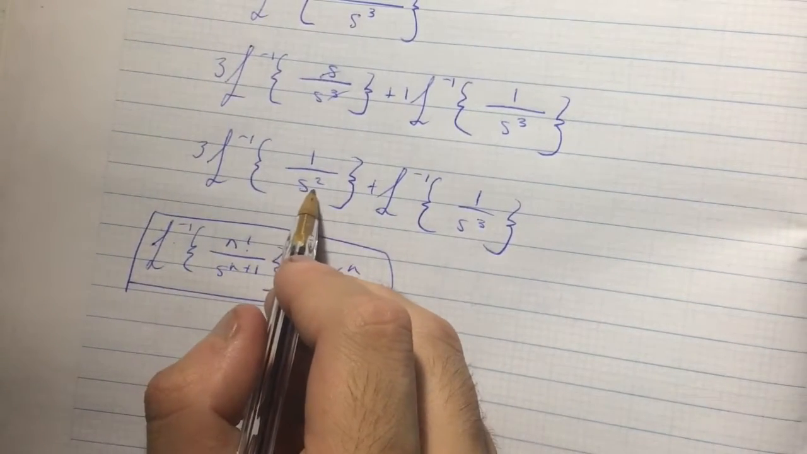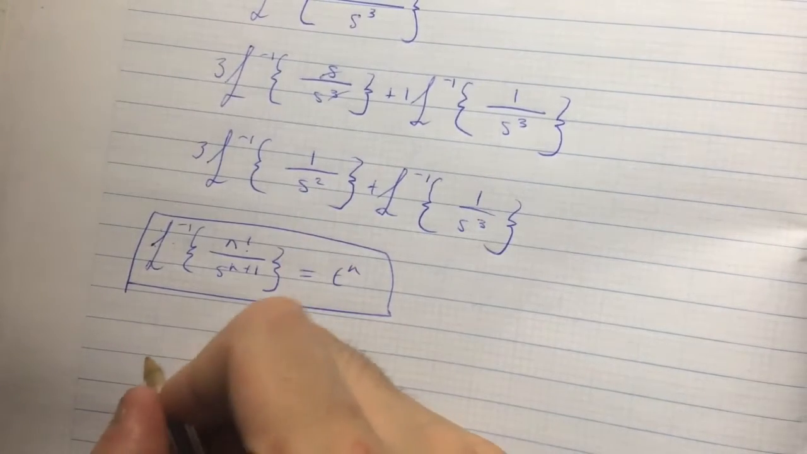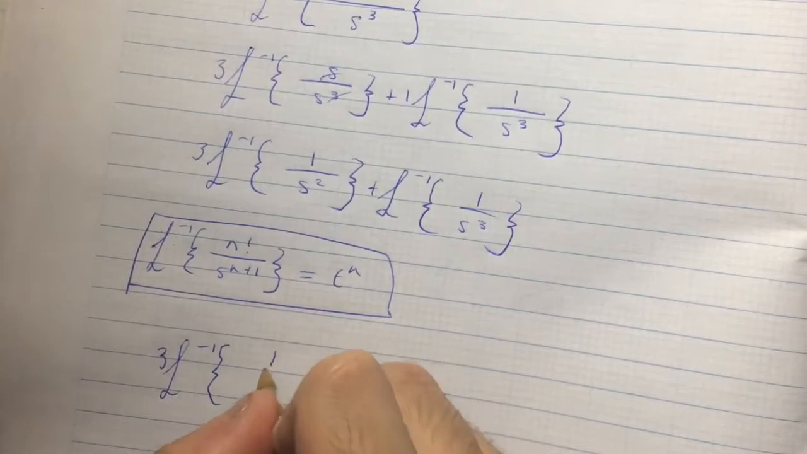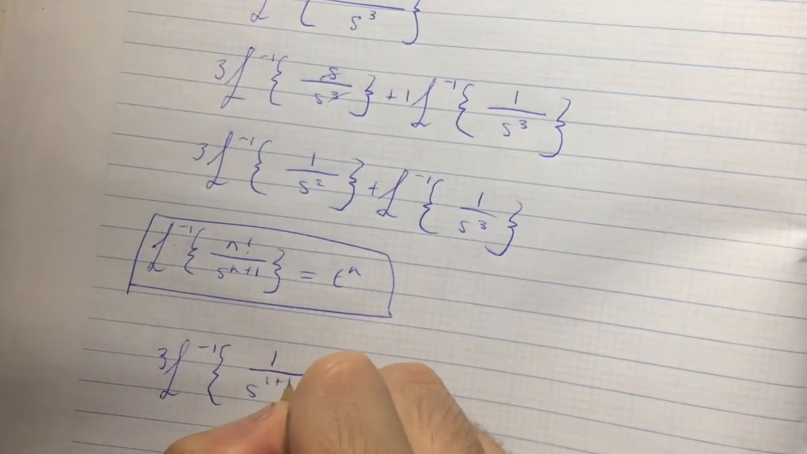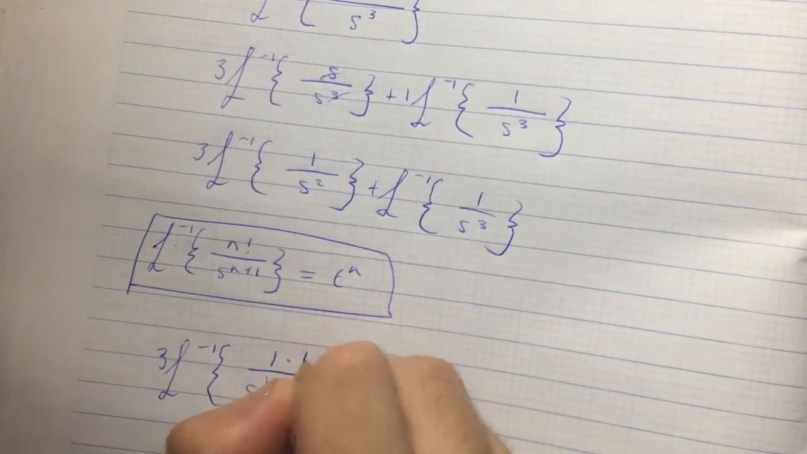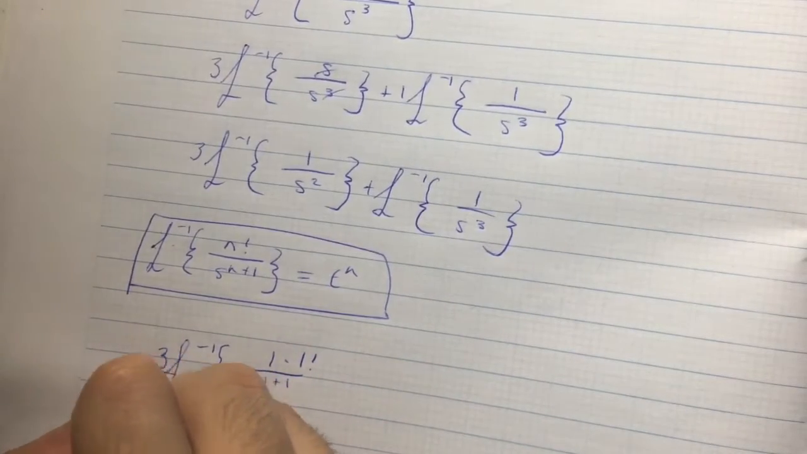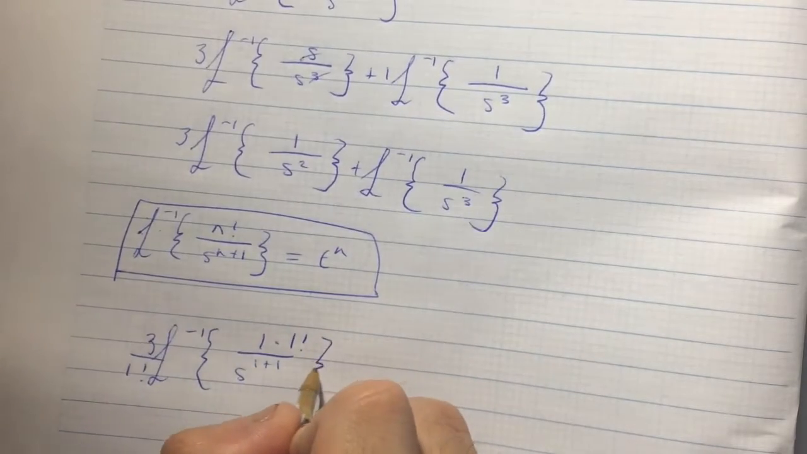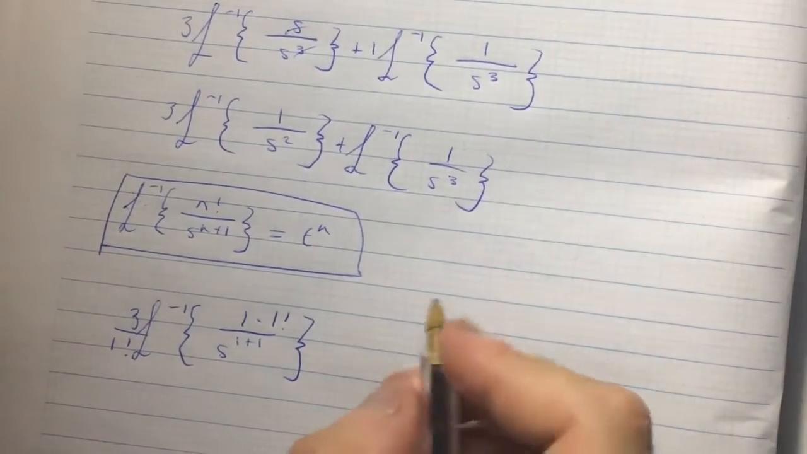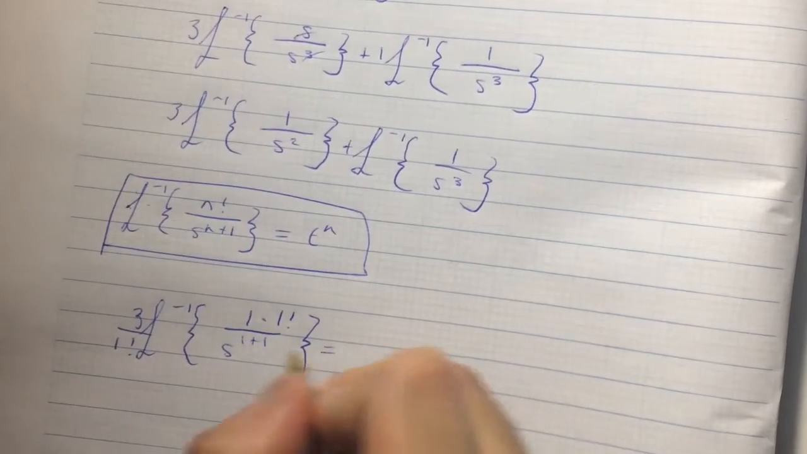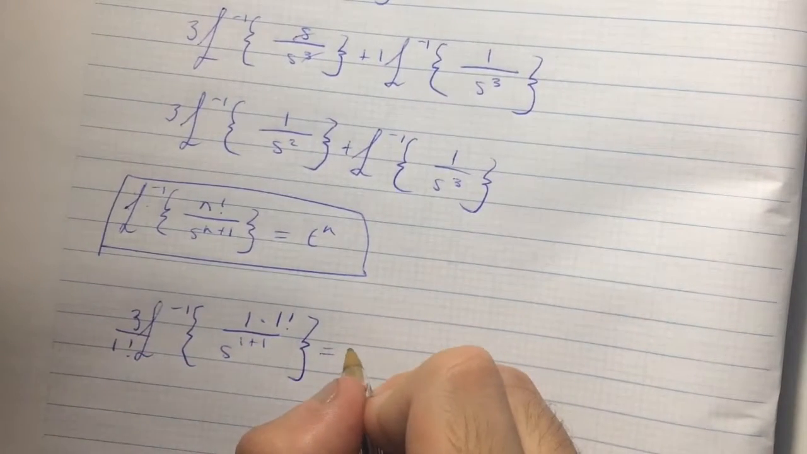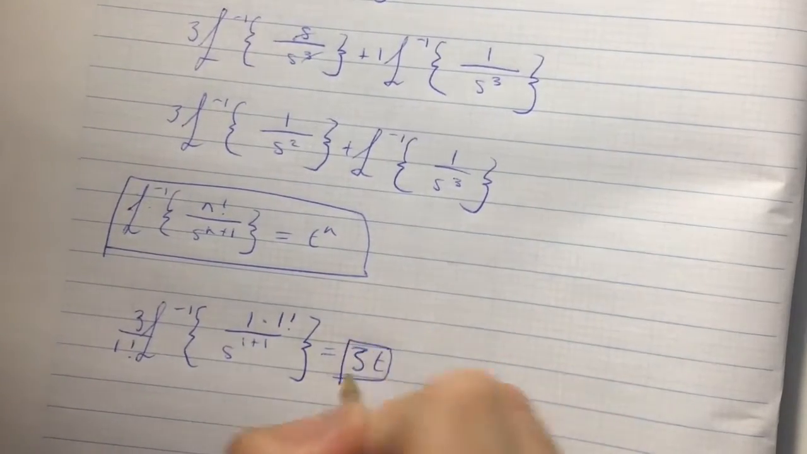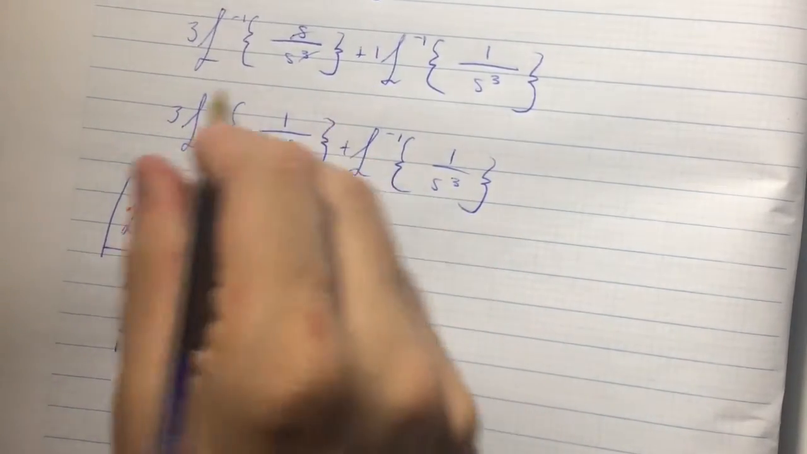So if I've got 1 over s squared, I can rewrite that as 3 multiplied by the inverse Laplace transform of 1 over s to the 1 plus 1. And then I multiply top and bottom by 1 factorial. But 1 factorial is just 1, I'm just doing it for the sake of the example. So that inverse Laplace transform is just equal to 3t. That's this part right here.